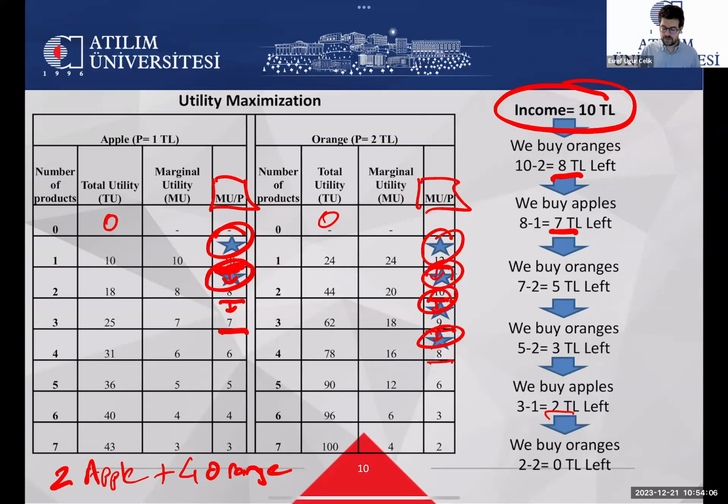And in the second part of the question, we draw a graph and find the consumer equilibrium.